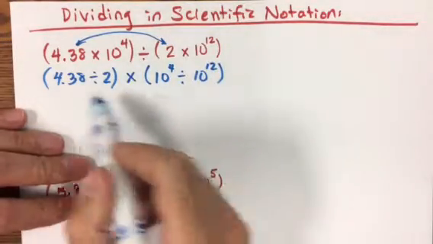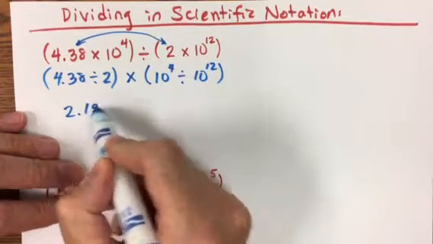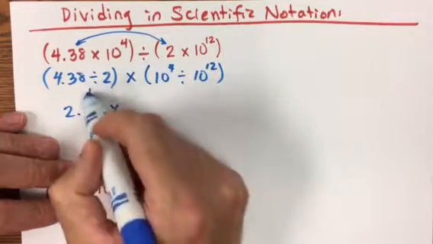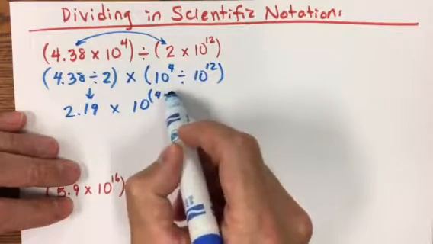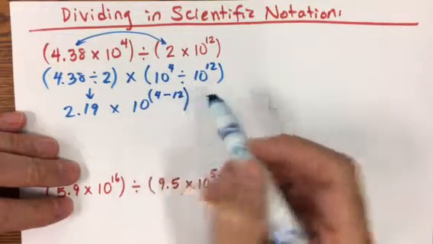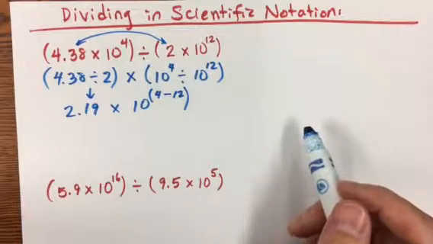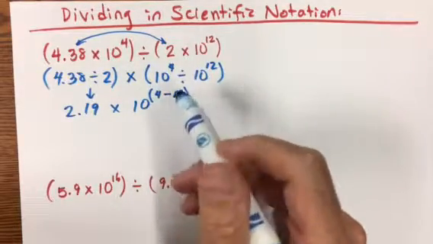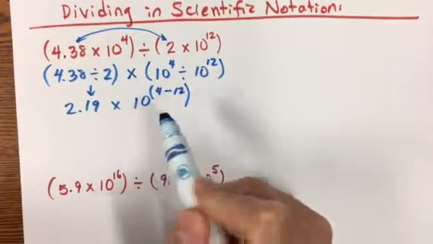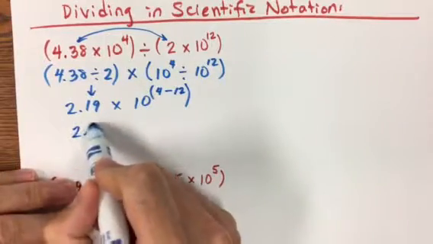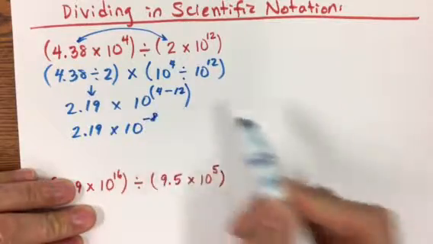So what you wind up doing is 4.38 divided by 2, which is 2.19, I believe. And then times 10 to the 4 minus 12. When you divide powers of 10, you're going to subtract the first exponent minus the second exponent. So that's going to give you an answer of 2.19 times 10 to the negative 8th power.